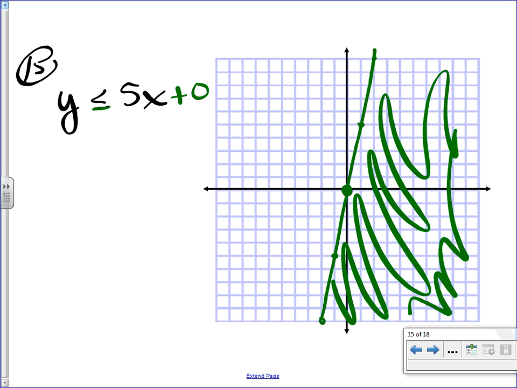Now, for those of you that are still not comfortable with the shading parts, you can also put this in your calculator. That would be a triangle that looks like this. That's the less than symbol. So if you want to see the shading on your calculator, you can use that symbol next to your y equals. All right, so let's go on here.